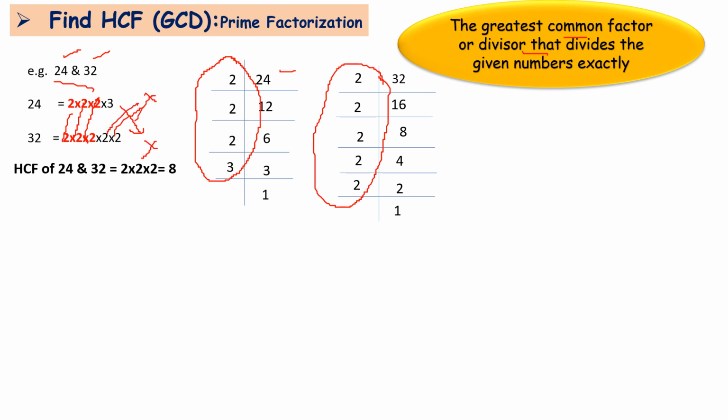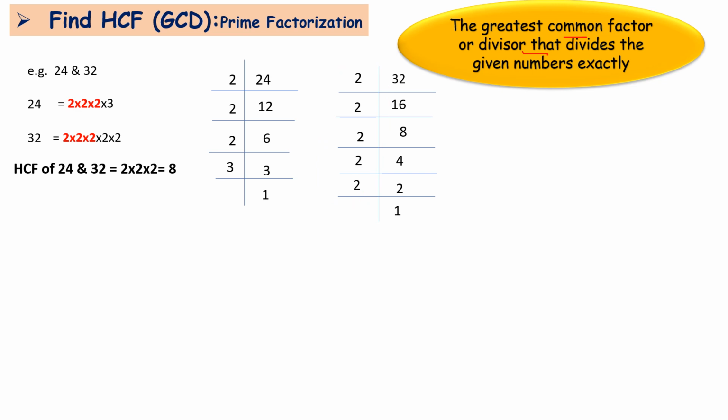So the HCF of 24 and 32 is 2 into 2 into 2. 2 2s are 4, 4 2s are 8. So 8 is such a number which will divide 24 and 32 exactly, and there won't be any other number greater than 8 which will divide both these numbers exactly. There could be other numbers smaller than 8, say 6, 4, which will divide these numbers thoroughly. But there won't be any other number greater than 8 which will divide the two numbers thoroughly. So this is how we find the HCF of given numbers.